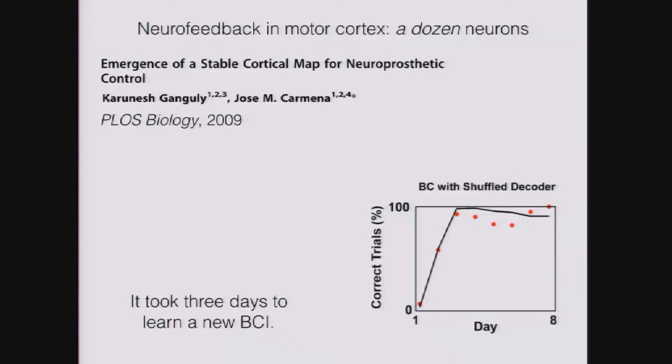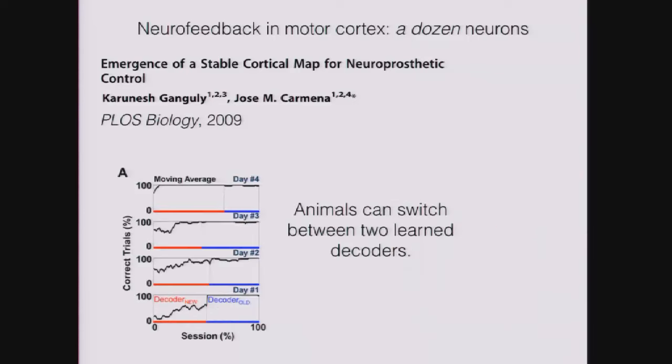Okay, so let me say one more thing about a different paper from Karanesh and Jose. They then gave animals 2 different decoders and asked the animal to switch between them. And he could do that after some initial learning. Here's day 1. After some initial learning, he could switch no problem. So there's some context dependency to what M1 is doing in BCI control. It's hard to get really different movement contexts if you're using your natural effectors.